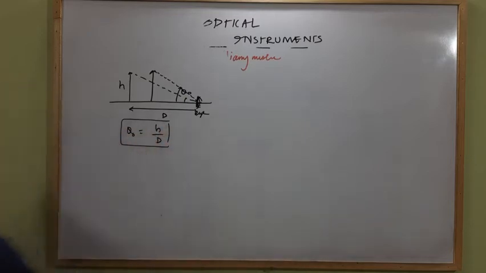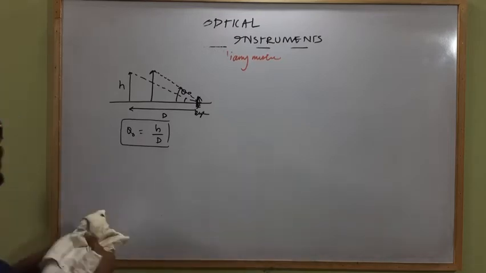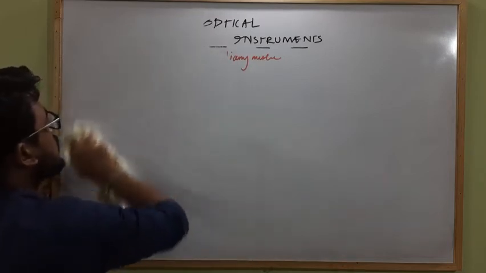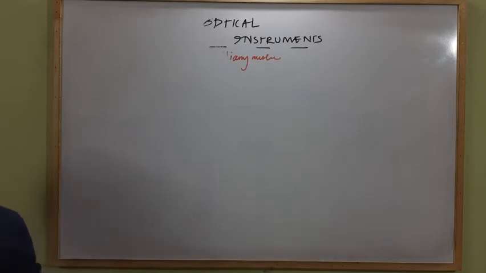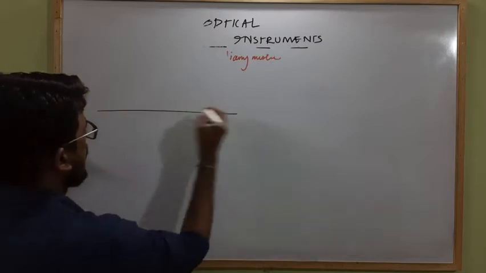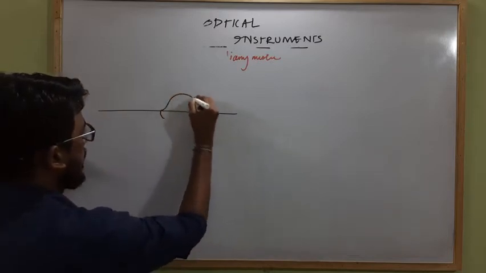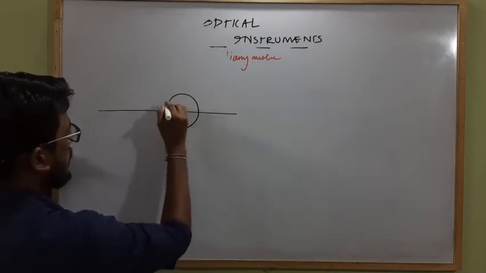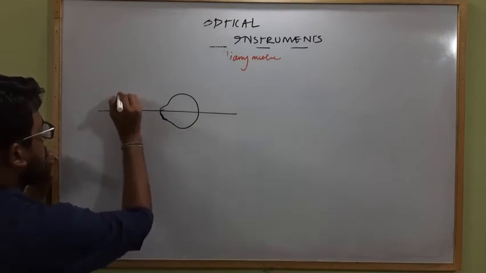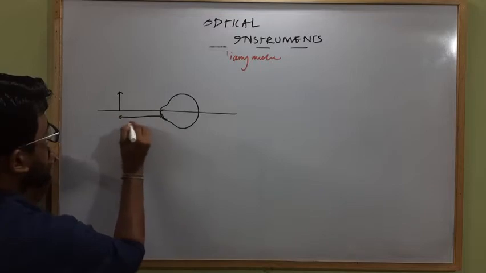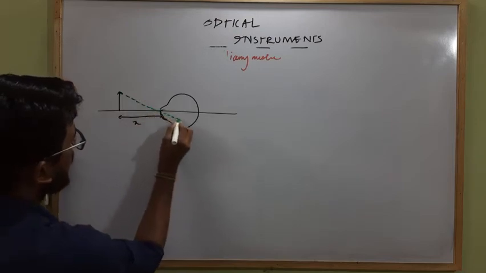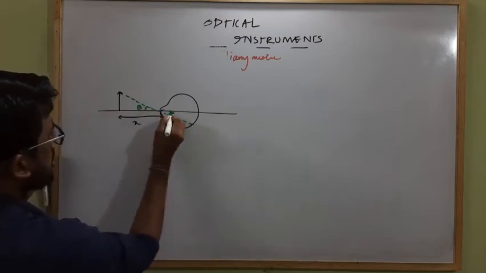Okay, because as the angle of view increases, the number of cones and rods activated increases. For just an example, this is the axis, and this is the human eye, like this. I am placing an object here, at some distance x. This object subtends a viewing angle theta. This is theta.